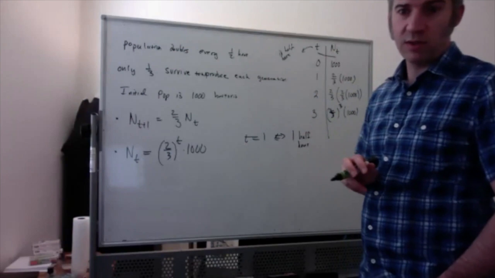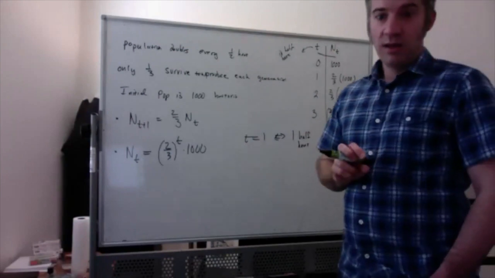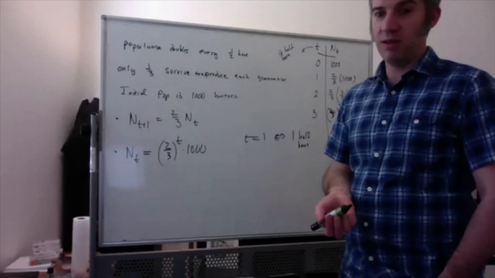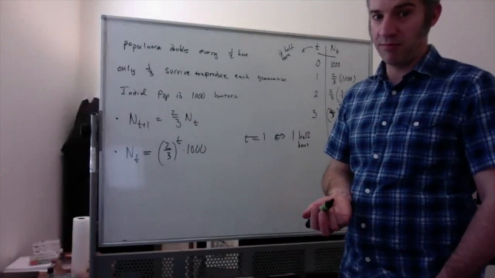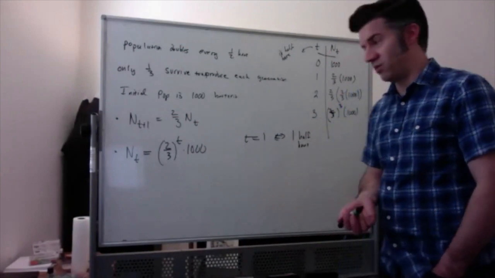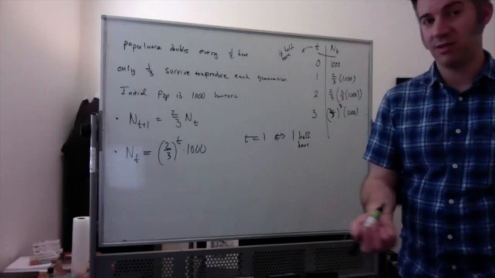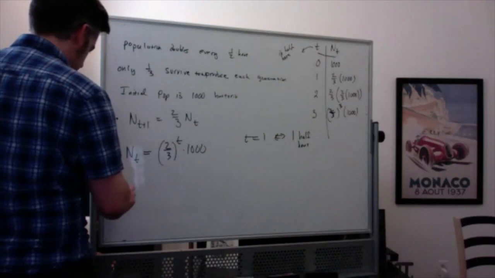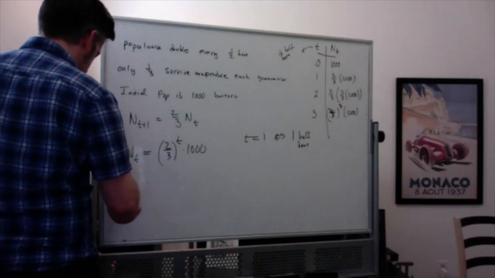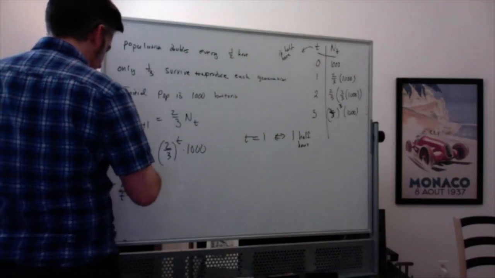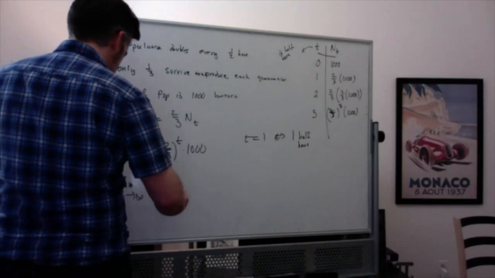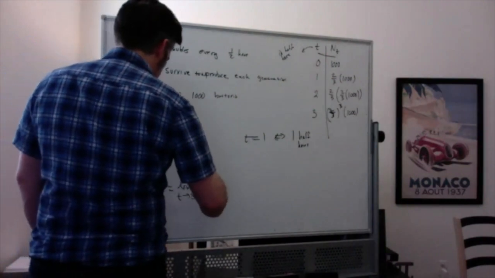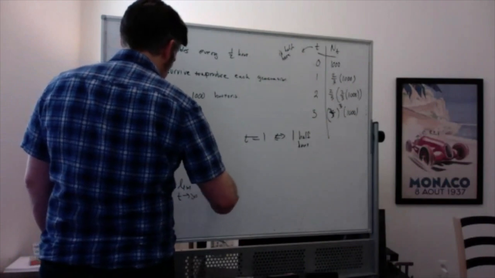All right, third question. Given that the initial population is 1,000, how large will the colony be after a very long time? The question they're really asking without saying is, what's the limit as t goes to infinity of n sub t? Or what's the limit as t goes to infinity of 2/3 to the t times 1,000?